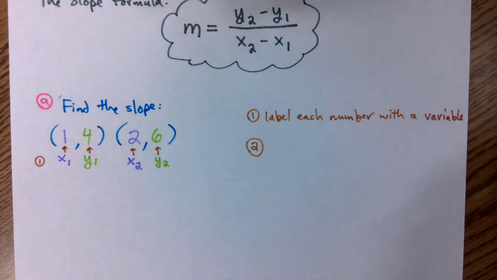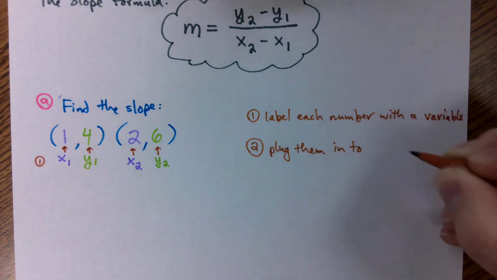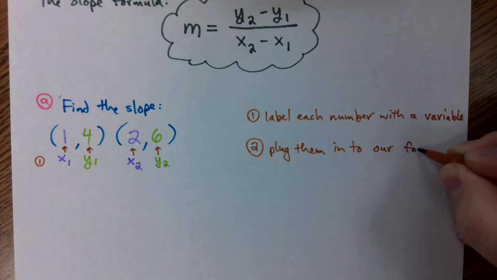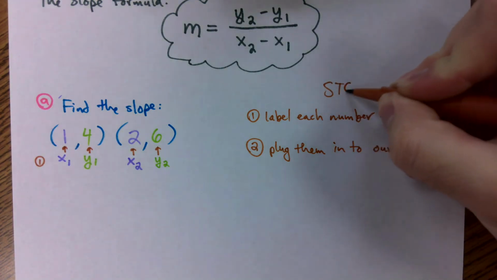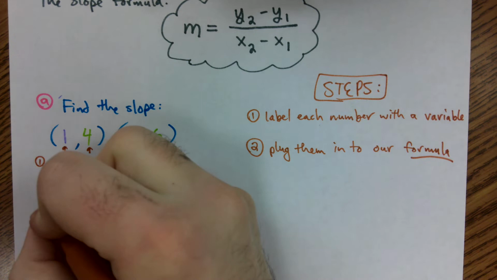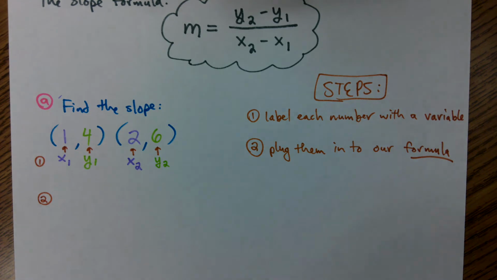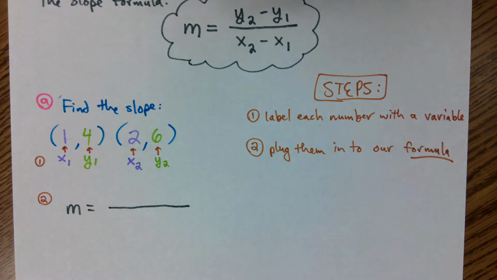Step 2 is going to be to plug them into our formula. So, what's that going to look like? Well, our formula reads m equals y2 minus y1 over x2 minus x1.